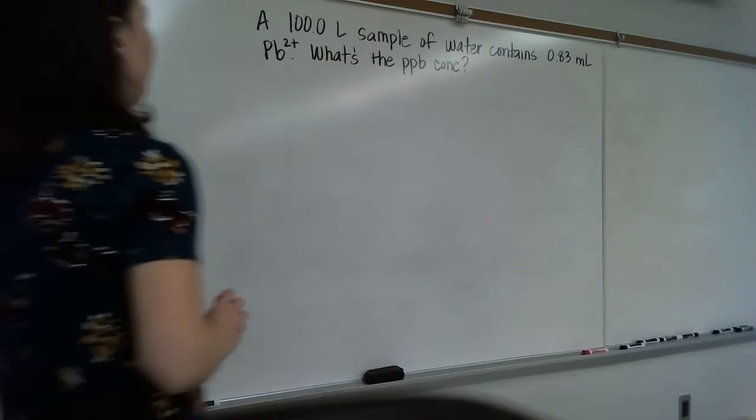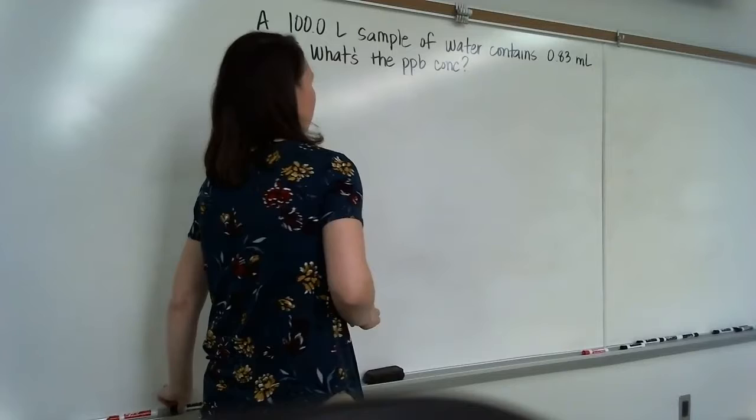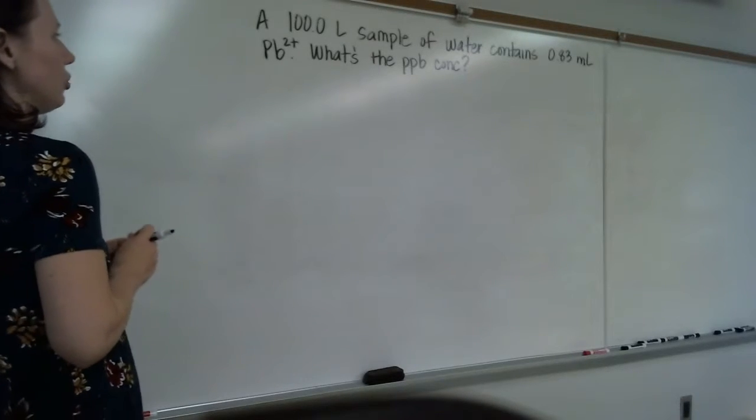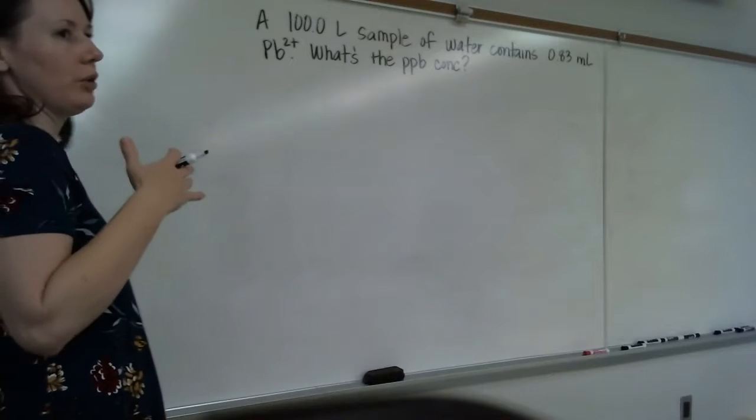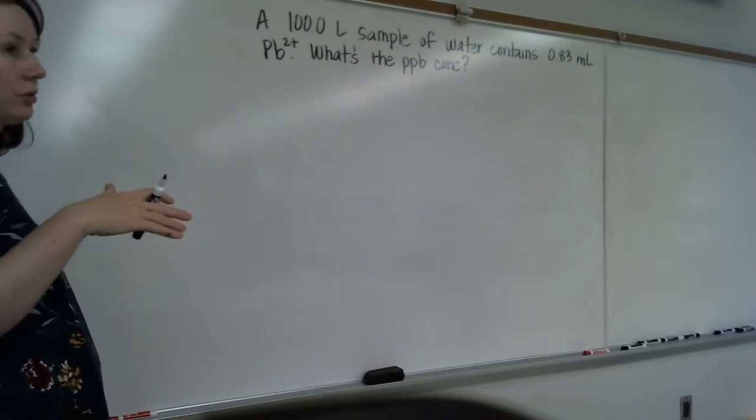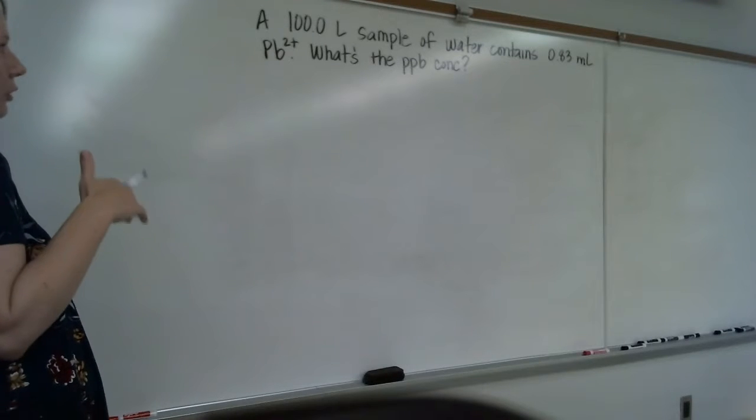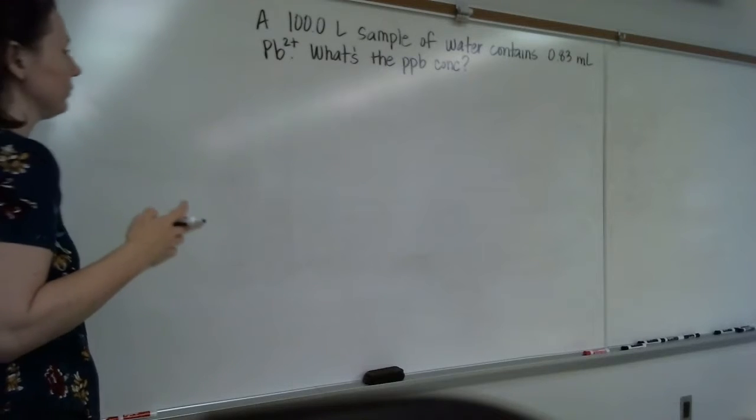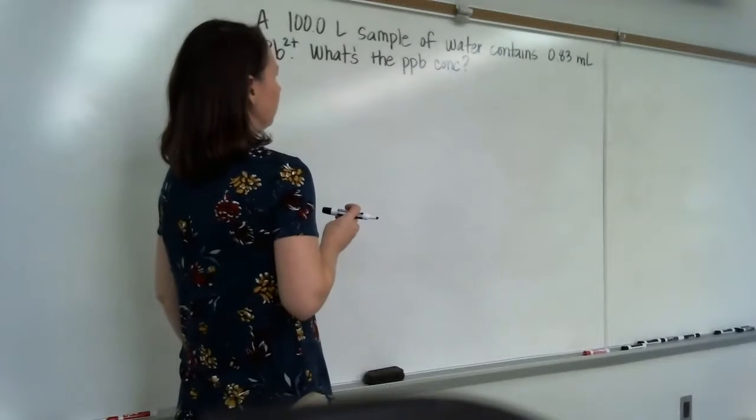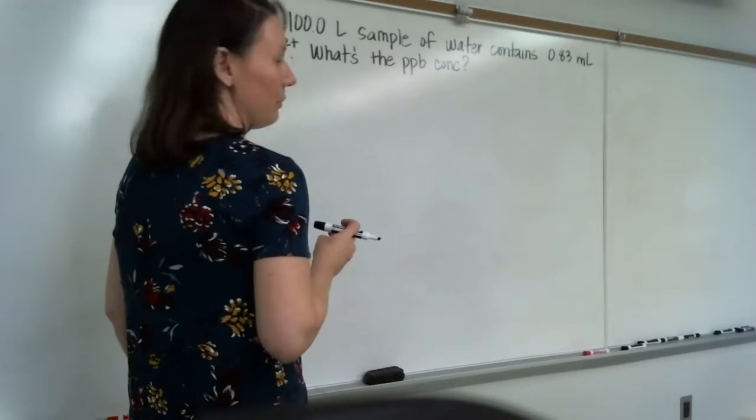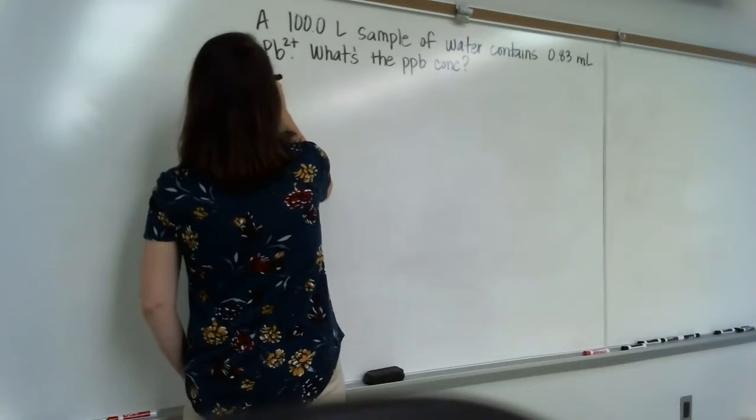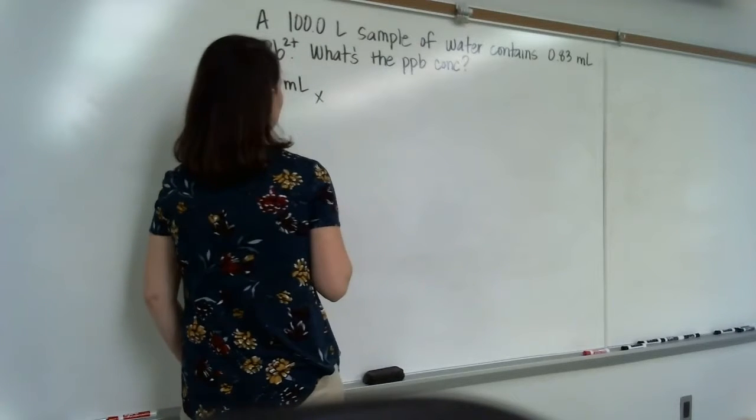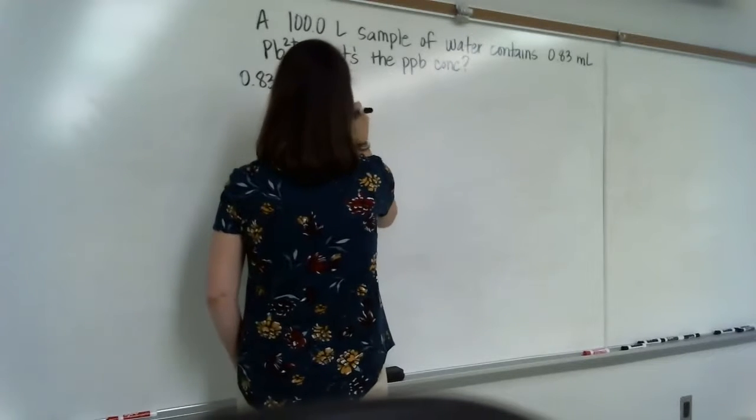Okay, so we've got a 100-liter sample of water, and it contains 0.83 milliliters of the lead 2 ion. What's the concentration? Can we do this with one unit being in liters and one unit being in milliliters? No, it won't make sense. So let's convert liters to milliliters or milliliters to liters. It doesn't make a difference. What did you do? You did milliliters to liters? Okay. 0.83 milliliters. How many milliliters are in a liter? 1,000.